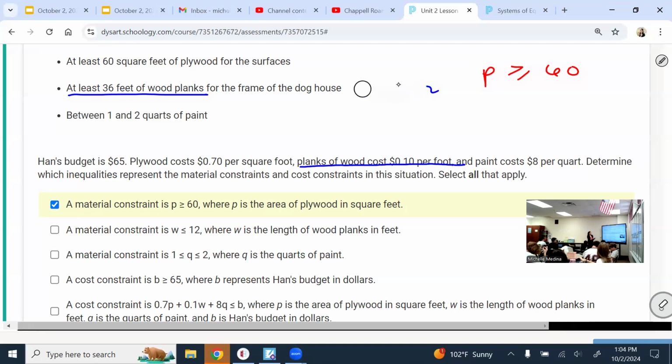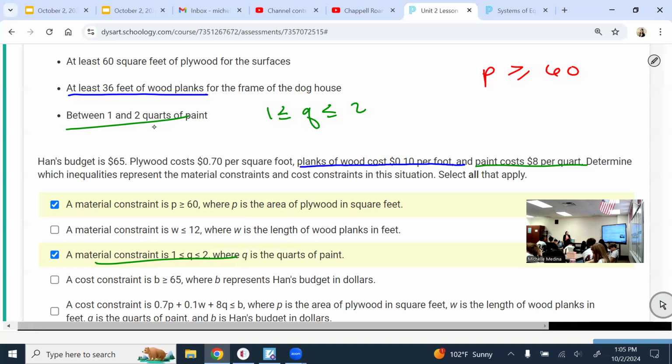So then a material constraint is 1 less than or equal to Q, less than or equal to 2, where Q is the quarts of paint. So look everywhere it talks about the quarts of paint. Talking about a material constraint, so not necessarily the cost. Are we buying between 1 and 2, including the 1 or 2? Like, can I buy exactly 1 quart or exactly 2? So then I would pick that one.